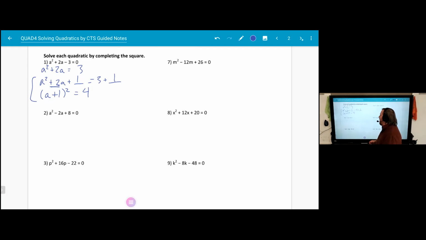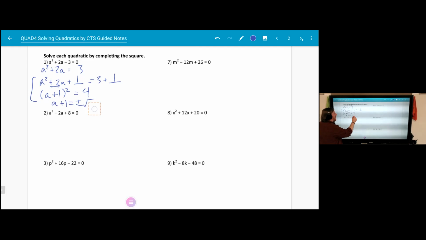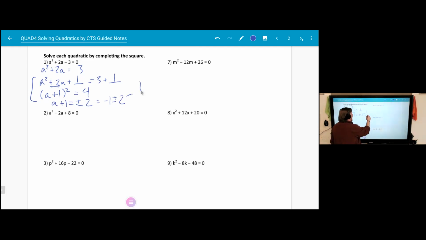Now I know we could have factored this one, but that's okay. From here, I can take the square root of both sides. A plus 1 equals plus or minus the square root of 4, which is 2. And I subtract 1 from both sides. This gives me negative 1 plus or minus 2. Negative 1 plus 2 is 1. Negative 1 minus 2 is negative 3. Those are my solutions.